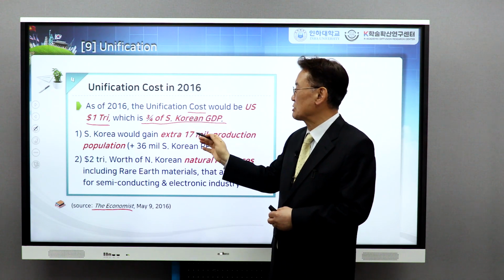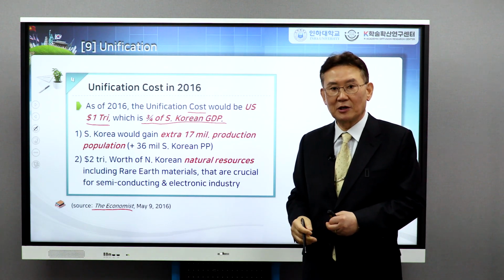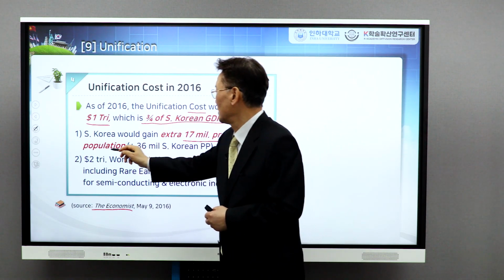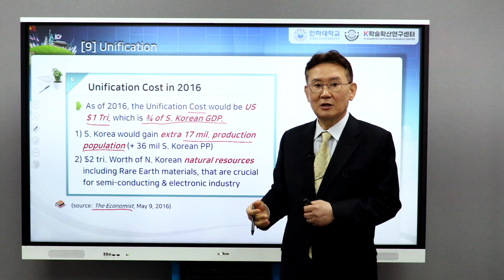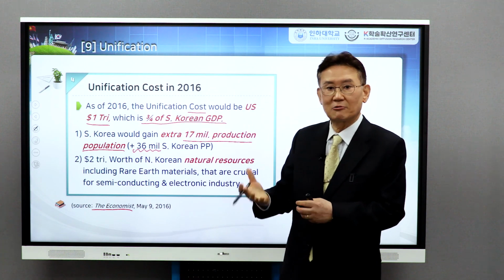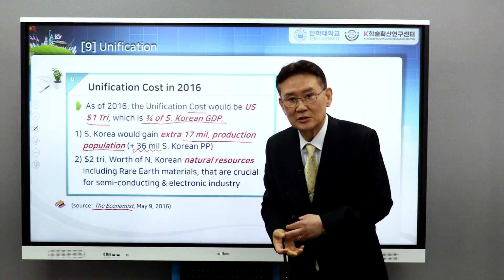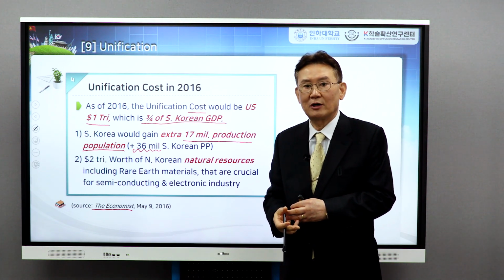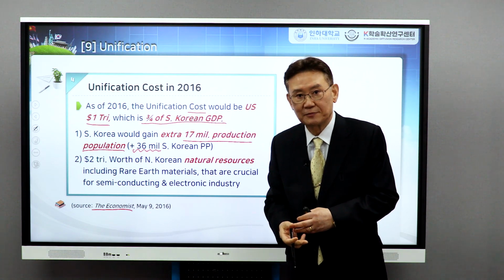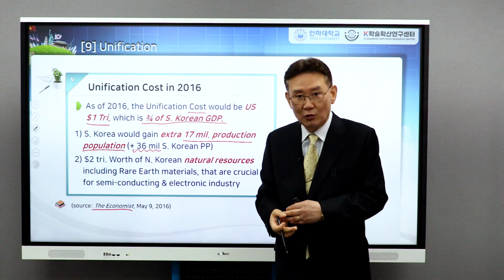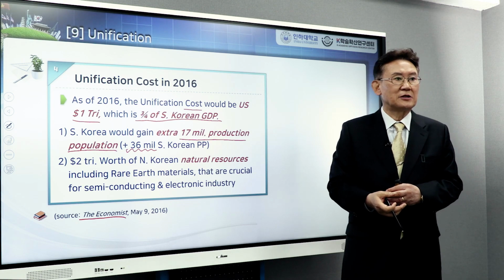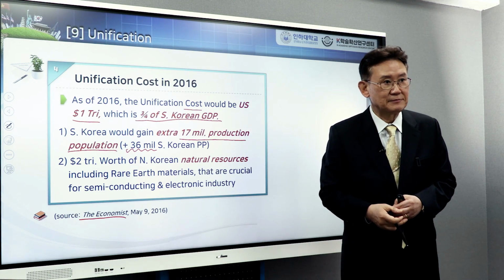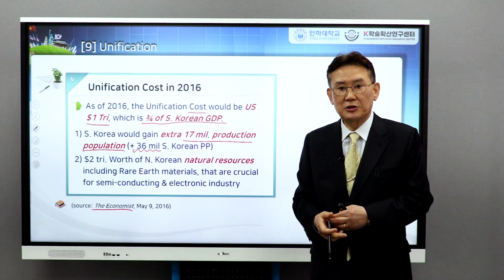And with this unification cost, what would South Korea gain out of the unification? First, South Korea would gain an extra 17 million production population, in other words, labor forces. Currently, there are about 36 million workers in South Korea, and in addition, South Korea would have 17 million workers. One of the great challenges contemporary South Korea is facing is the decreasing population and decreasing working forces. That's why currently there are about 2 million foreign workers, legal and illegal combined, working within South Korea. And year by year, the South Korean economy needs more workers from abroad.